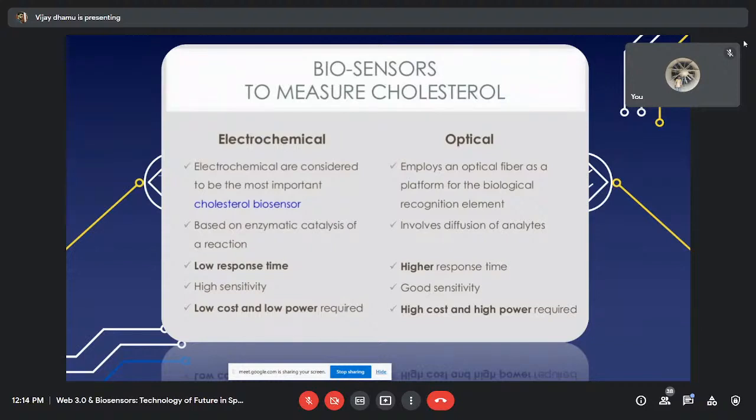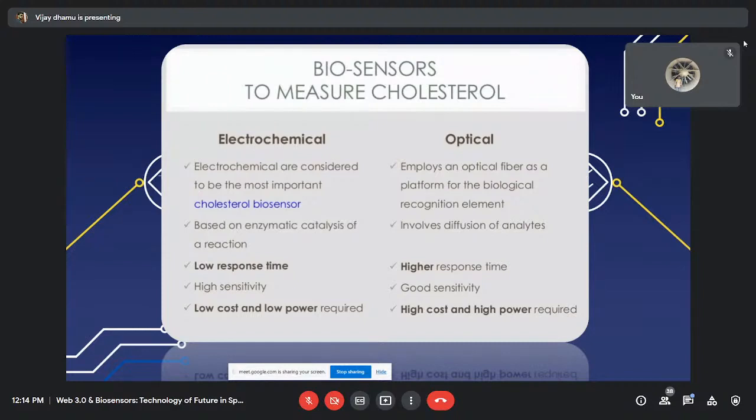Electrochemical sensor has very low response time. It is very instant to show you the result. But in optical, it takes time to gather the ray and then compute and show us the result. Electrochemical is highly sensitive. Highly sensitive means even a minor change in the cholesterol level can be measured in electrochemical sensors. In optical, it is good, but not as good as electrochemical. And electrochemical sensors are actually low cost. Optical sensors are high cost.